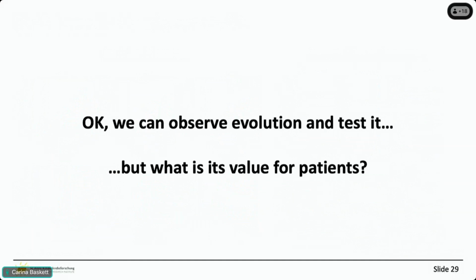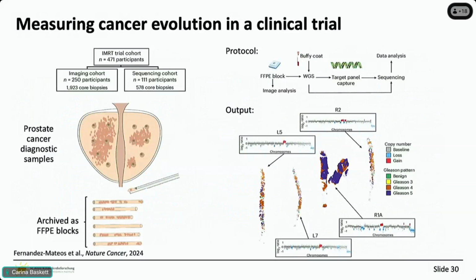Okay, so we've observed evolution in patients. We've also tried to test it, but does it have any value for patients? Is studying cancer evolution important for predicting how patients do? Well, this is something that we wanted to address in the study that we released last summer, where we wanted to study evolution in the context of a clinical trial. So this was, again, work from the Institute of Cancer Research, where we worked alongside the Royal Marsden Hospital, a cancer hospital that was associated with us.